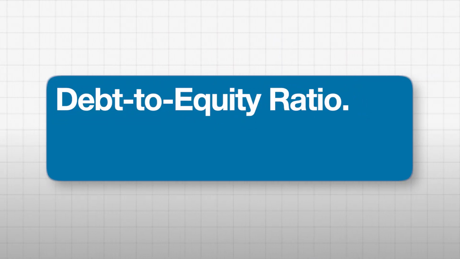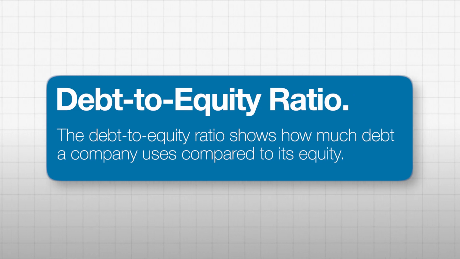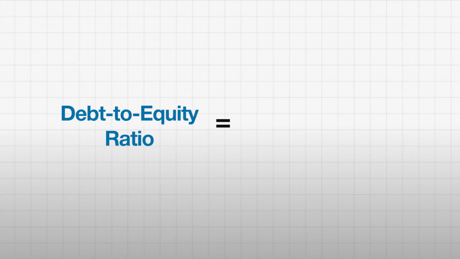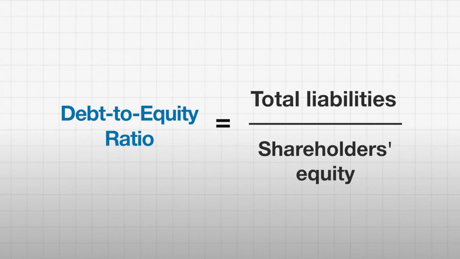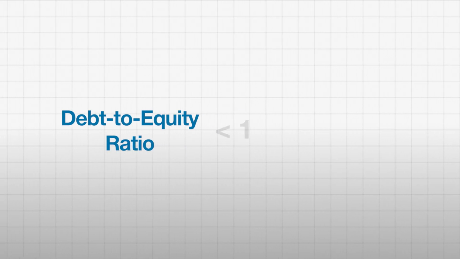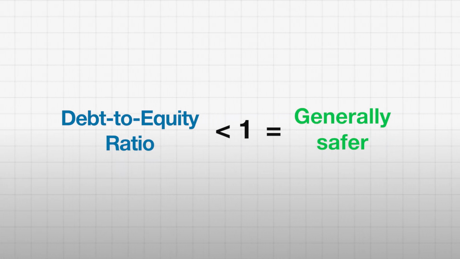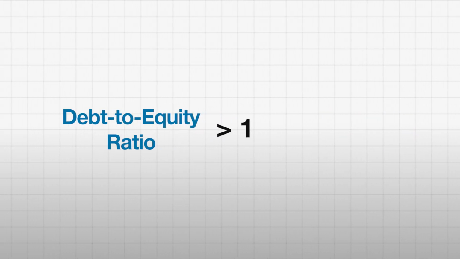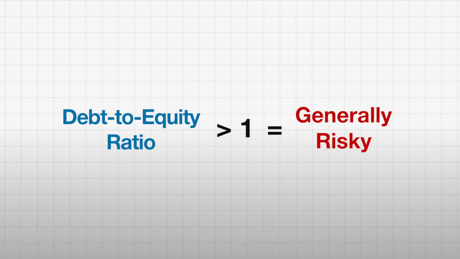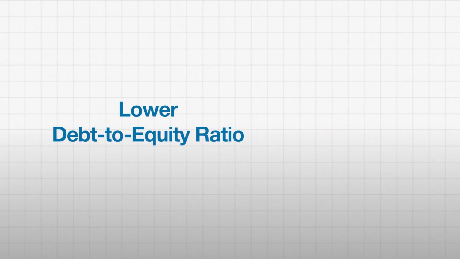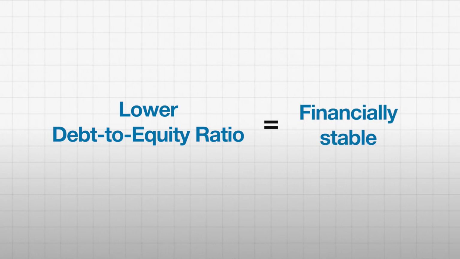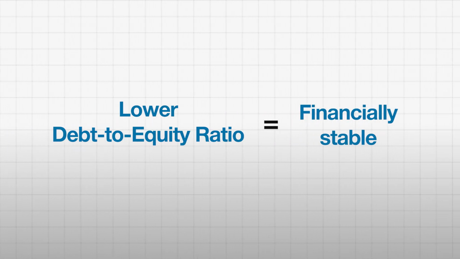Debt to equity ratio. The debt to equity ratio shows how much debt a company uses compared to its equity. You calculate it by dividing total liabilities by shareholders' equity. If the ratio is below 1, it means the company is using more of its own money than debt, which is generally safer. If it's above 1, the company has more debt than equity, which can be riskier. And a lower debt to equity ratio suggests the company is financially stable and better able to handle tough times.